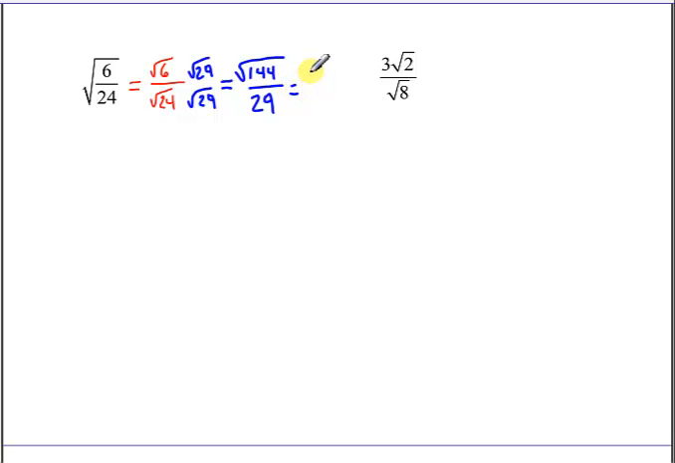I can. That's a perfect square. That's 12. So I've got 12 over 24. Ooh, I can simplify that. I can reduce that fraction. I'm going to divide both parts by 12, and that's going to bring me down to 1/2. So my final answer would be 1/2 on this thing.